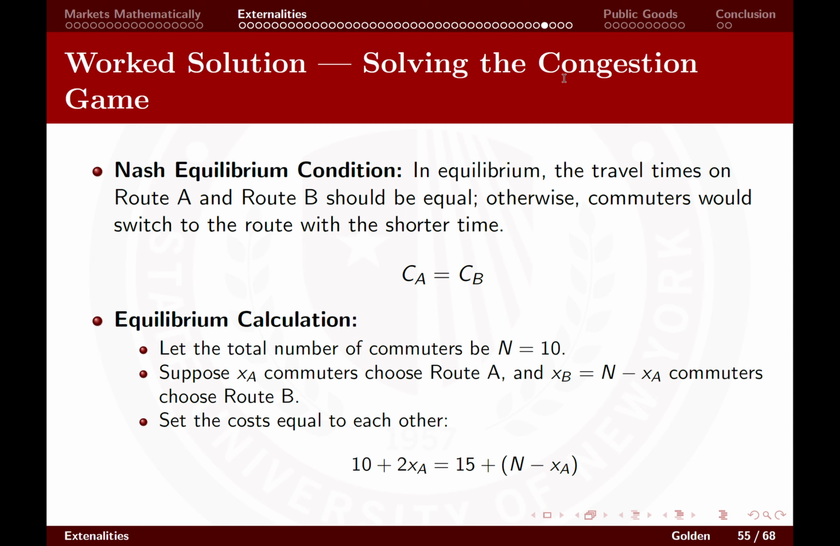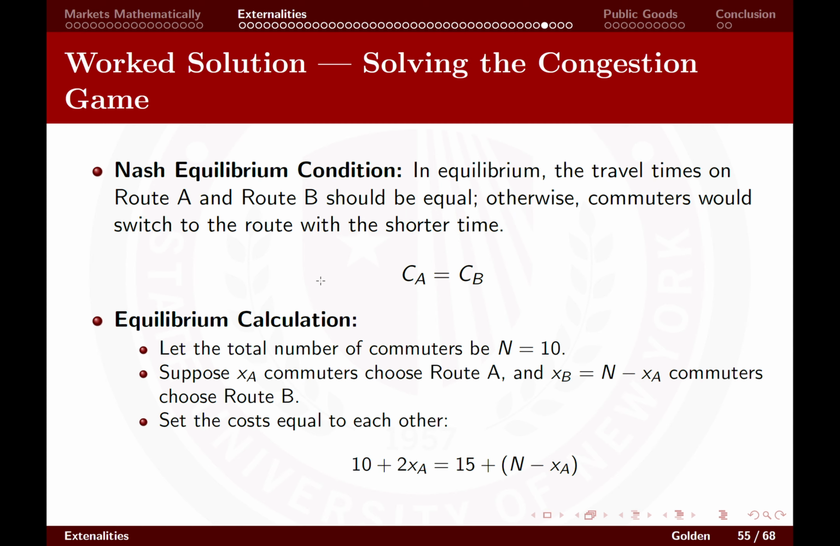In game theory 1, if all players are ex ante identical, if all players have identical characteristics at the start of the game and there's no randomness, all players have to have the same payoff at the end of the game, because players, we assume, are rational and can choose to do whatever benefits them. So in equilibrium, the travel times should be equal because all players are ex ante identical, and because otherwise commuters will just switch to the route with a shorter travel time. So think of this as an arbitrage condition.